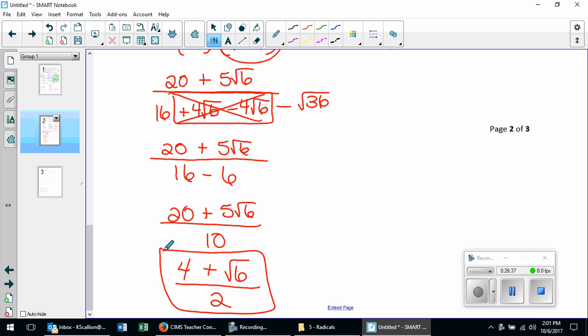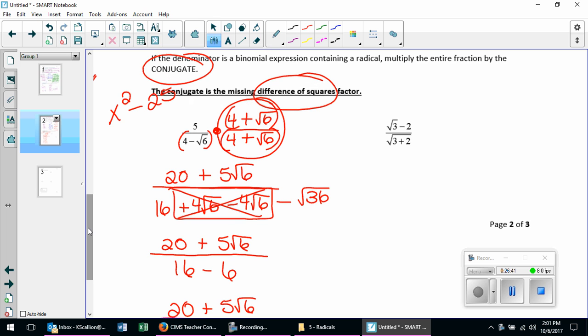You guys get it? Makes sense? Clear as mud? Cool, this one trips everybody up all the time.